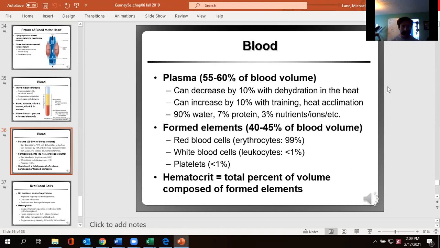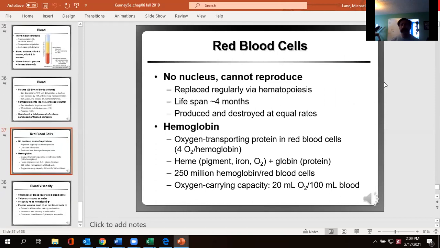And then once again, what the formed elements are, I'm not going to read it to you guys because that is demeaning. Now, red blood cells are interesting. They can't reproduce. This is where we produce them in our bone marrow. And remember, the hormone erythropoietin really helps with the production. They only live for about 120 odd days.